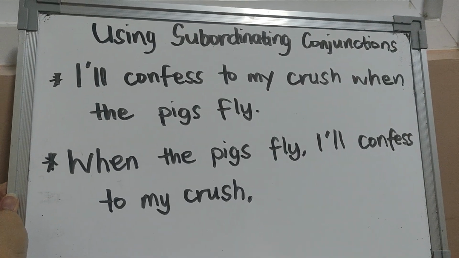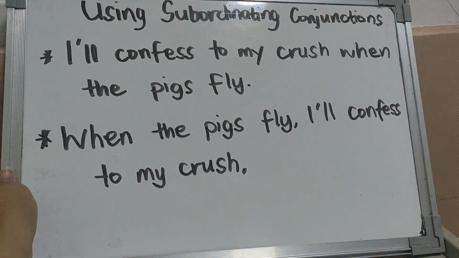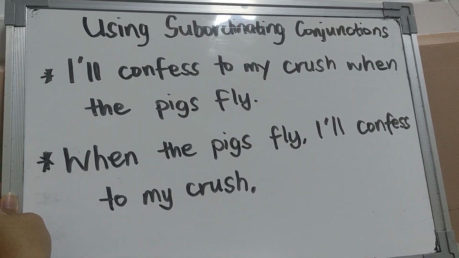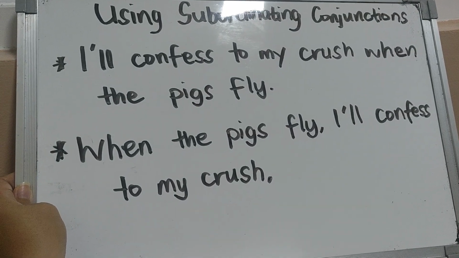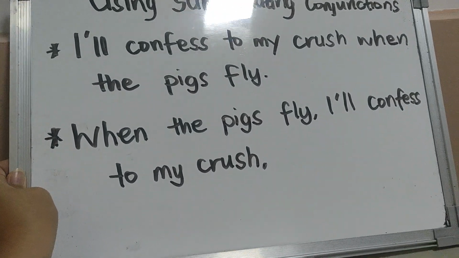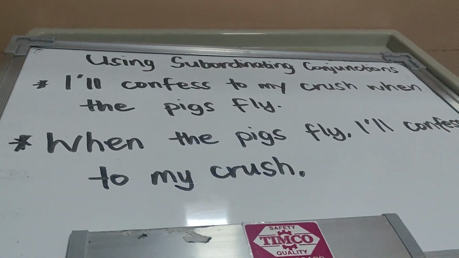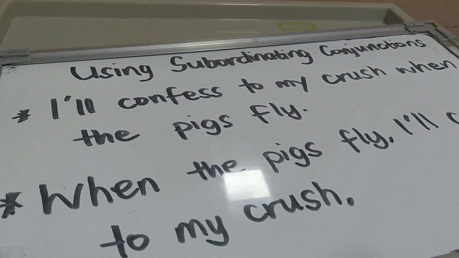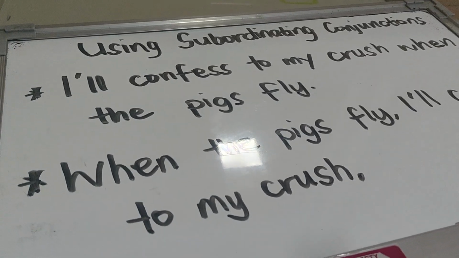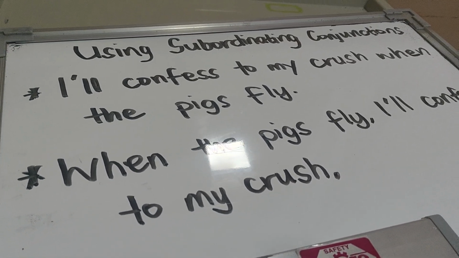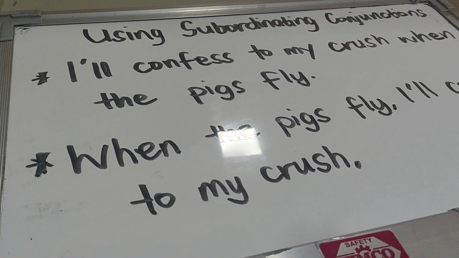Okay, so let's start with these two sentences first. I'm using subordinating conjunctions to form my complex sentence. So again, a complex sentence should be a union between an independent clause and a dependent clause, or a subordinating clause.